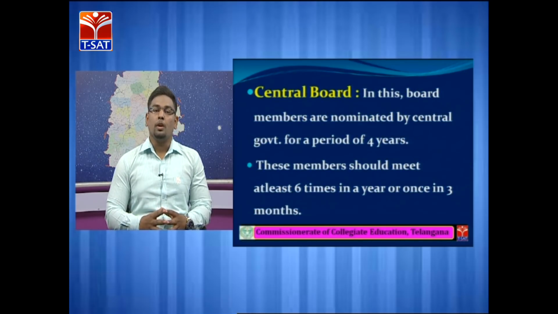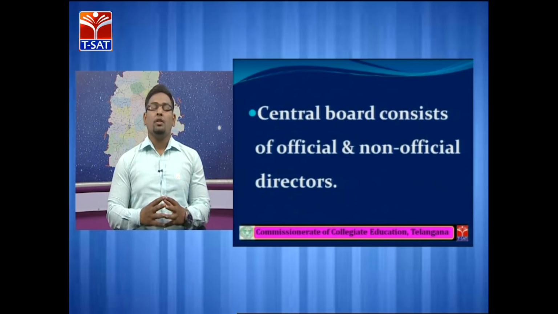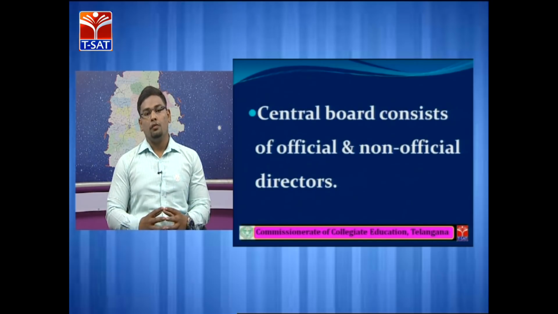Now, the Central Board. What is the Central Board? In this board, members are nominated by the central government for a period of 4 years. The Central Board of Directors takes care of all the work being done by the RBI. These members should meet at least 6 times in a year, or once in 3 months. Now, the Central Board of Directors consists of 2 types of directors. They are official directors and non-official directors.